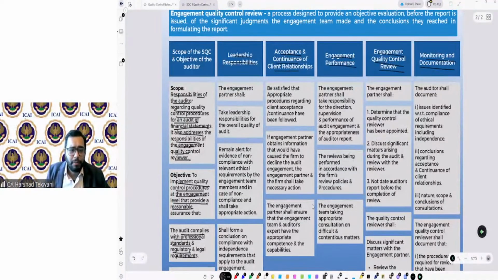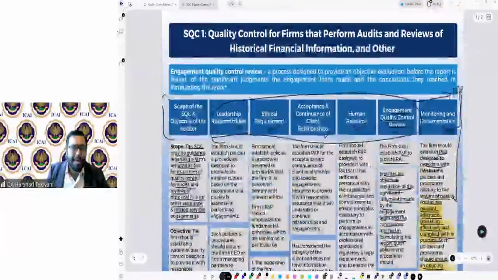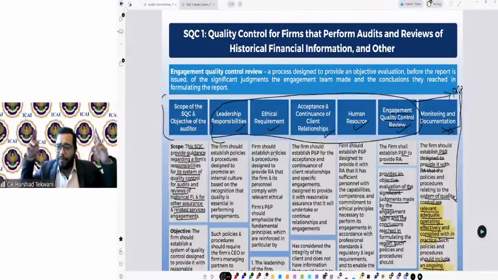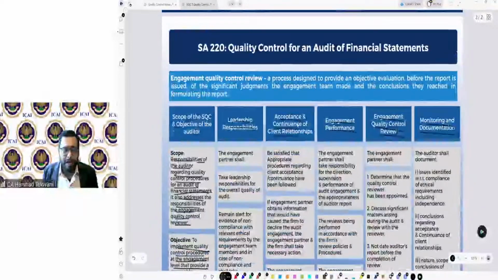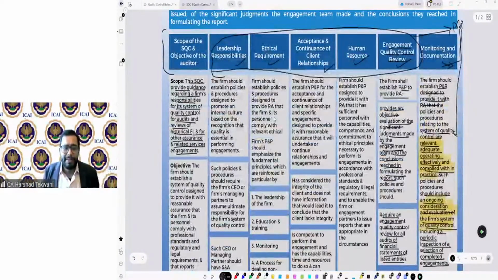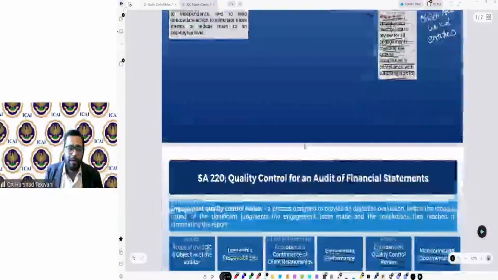Whereas SQC1, if you see, has something more: ethical requirements, which is additional, and human resource, which is additional, because human resource and ethical requirements are monitored at the firm level. At the individual level, it becomes your leadership responsibility, engagement performance, and acceptance and client continuance. So remember, when we were discussing acceptance and client continuance, we were talking about personnel. Same thing we were talking about in human resource at a larger level. So in SQC1, we have these two additional things, but in SA 220, we have these five heads.